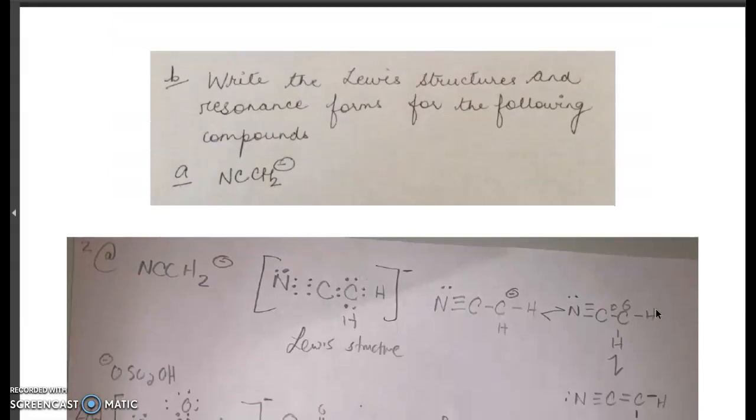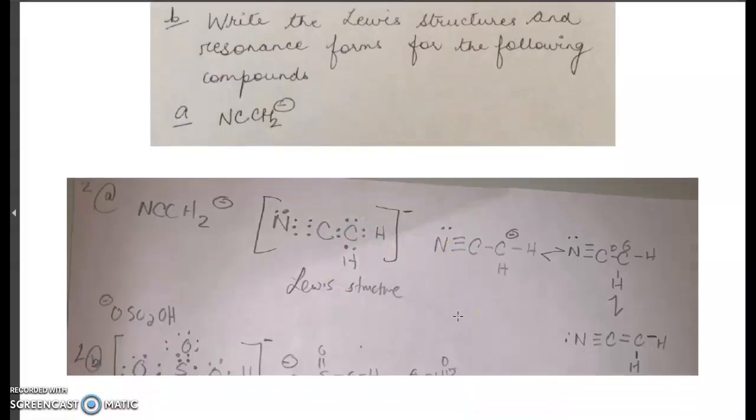The second one I had to do was write the Lewis structure and resonance forms for the following compound, which is NCCH2 negative. The Lewis dot structure I did was here. Nitrogen itself has 5, carbon has 4, and of course hydrogen has 1. There's a triple bond here between nitrogen and carbon for the first carbon, and then a single bond between the two carbons there. Hydrogen only has one, so a single bond there.